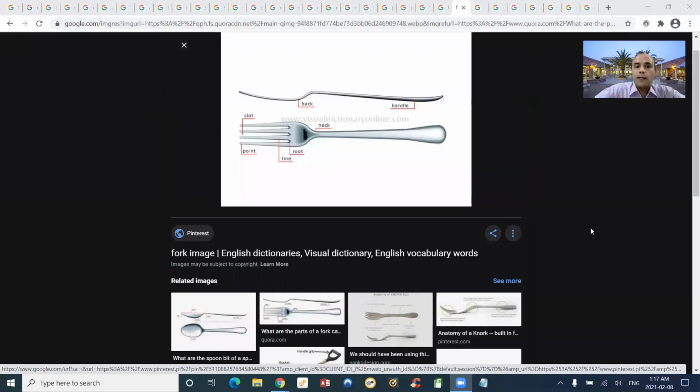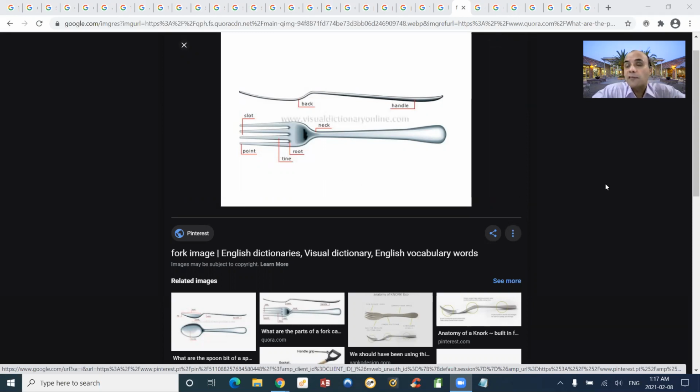This is a fork and we have tine, and as you can see, we have four tines. We are going to say that forks have four tines. So one, two, three, and four. Okay, so that's what it is.